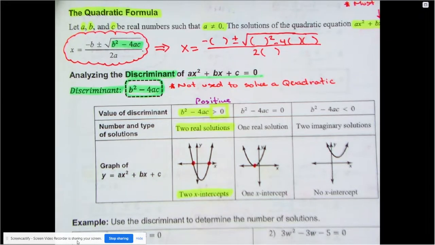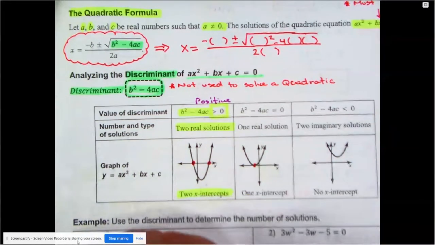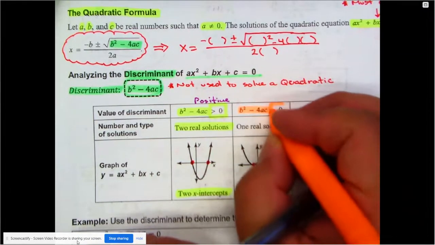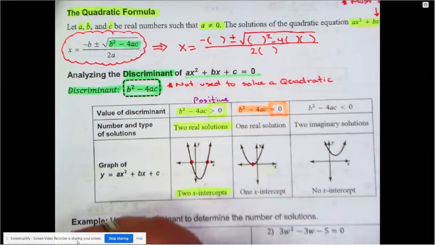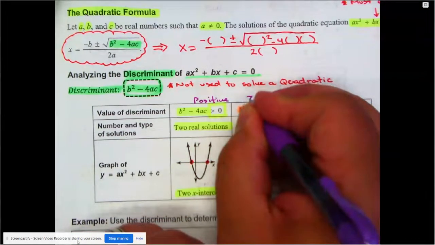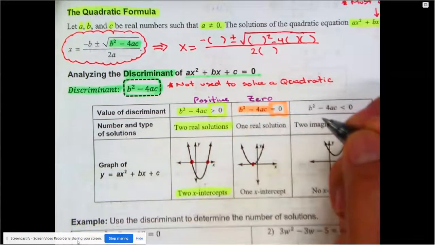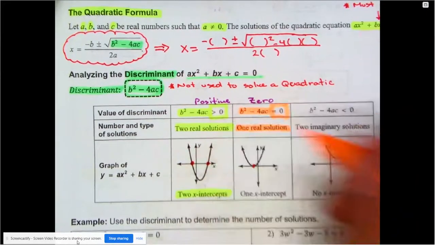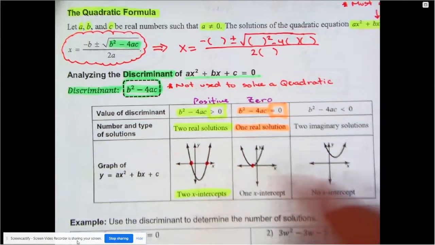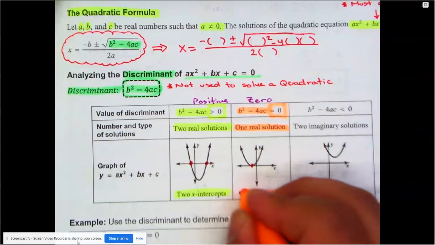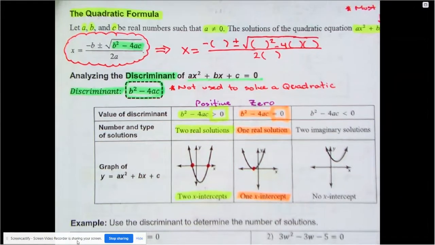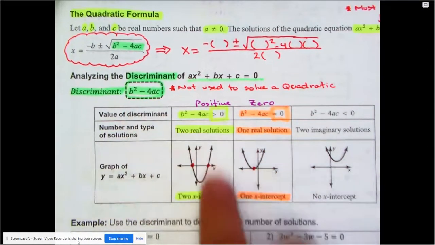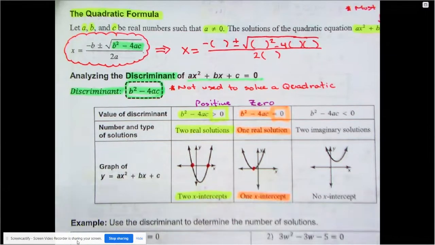Now, look at the next one. It says, if my discriminant, the b squared minus 4ac, is equal to 0. So not a positive number, right? Not a negative. If it actually becomes a 0 value, then what they're saying is I'm only going to have one real solution. Look at our graph, it means it's only going to have one x-intercept. So again, my answer to my discriminant is what's going to help me analyze the problem.